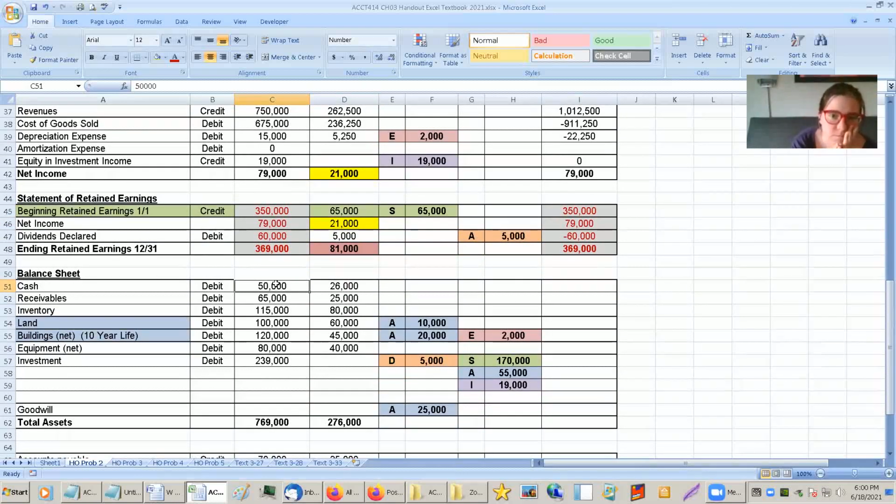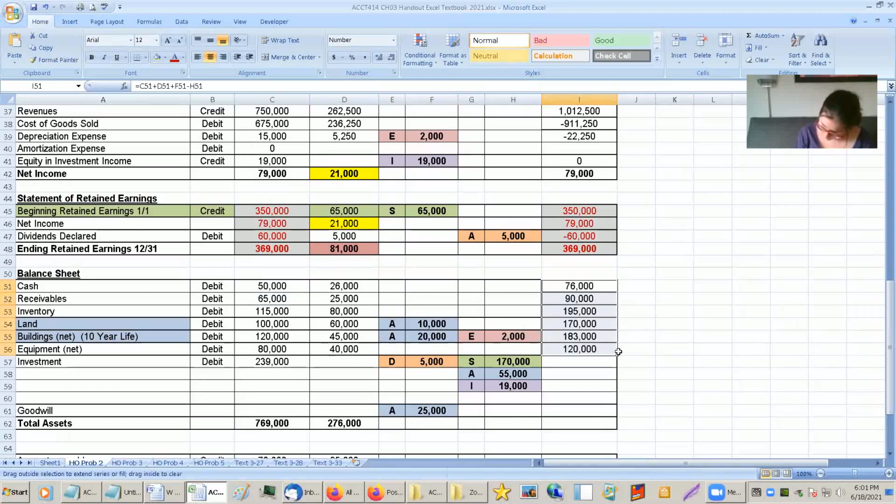This stuff is the same. The only thing to be careful of is this 20,000 adds to the buildings, but this 2,000 subtracts from it. Oh, right. So, $65, $85. Yep.